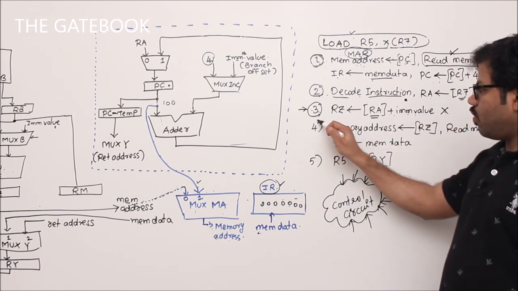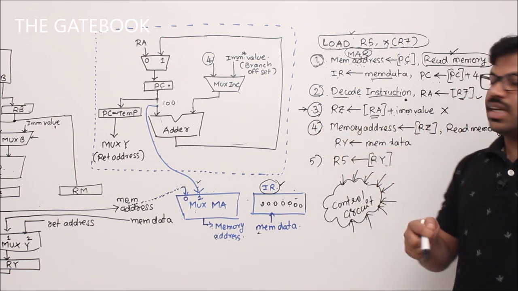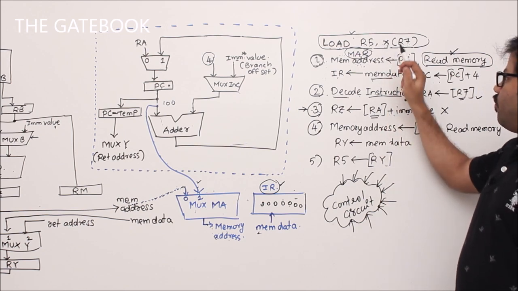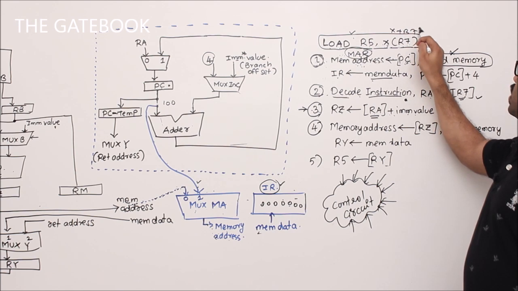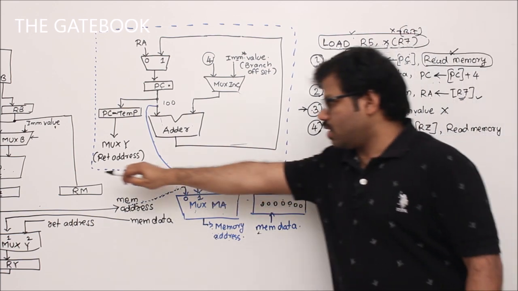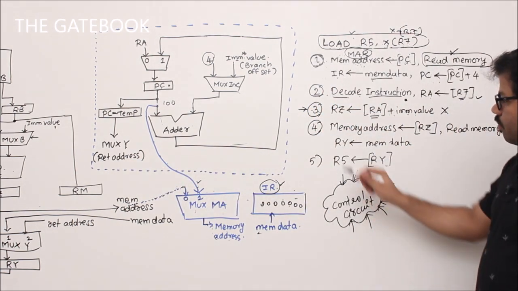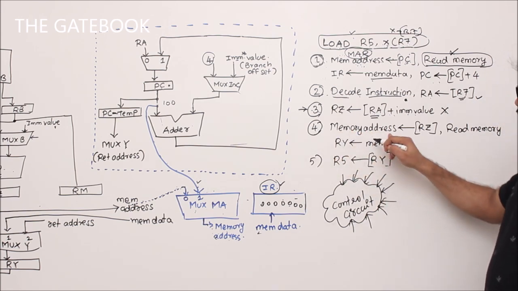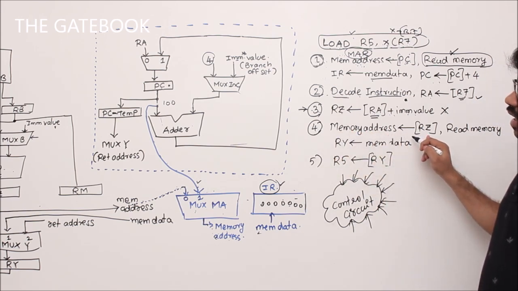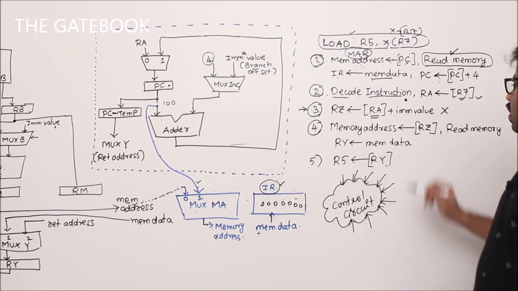Now in the fourth step, what do we have to do? Recall the meaning of load. Now the effective address has been calculated, X plus R7, right? That X plus R7 is calculated here. After that, the fourth step. So what is the fourth step? Memory address equal to RZ. Recall. What is RZ? Let me show it with the picture.